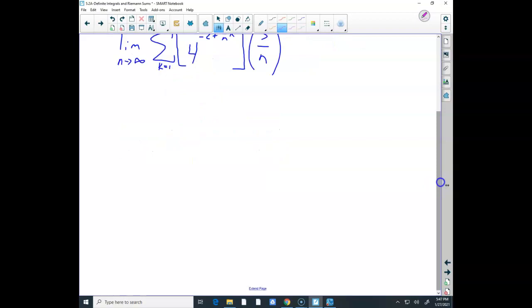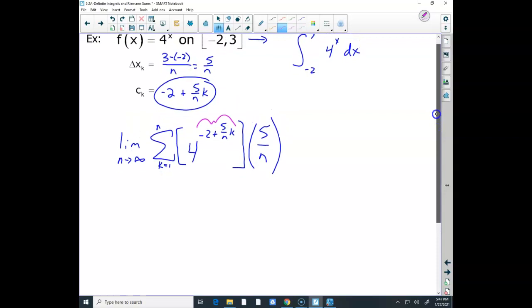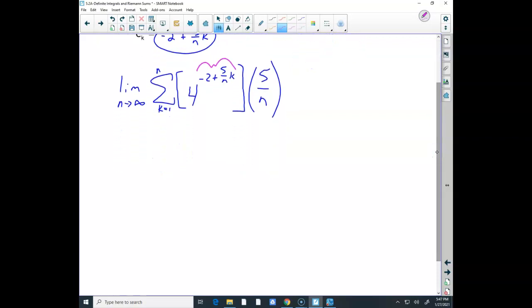Which way are we supposed to go? It really doesn't matter, but you have to be able to see equivalence, okay? What I can do if I came back here is say the integral. Well, there's my a, negative 2. My width is 5, so I've got to go 5 units away from negative 2.